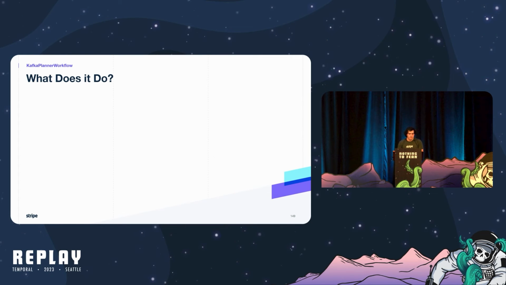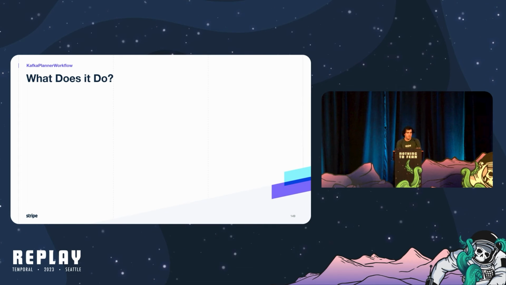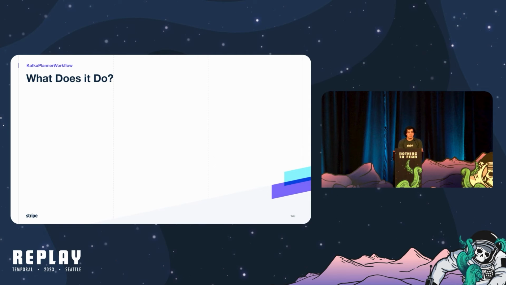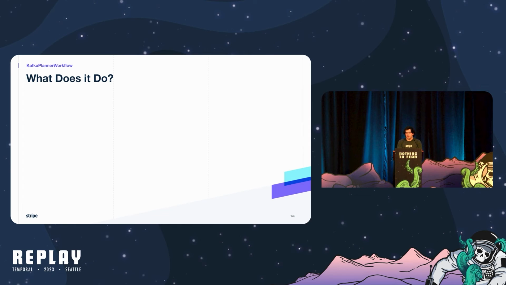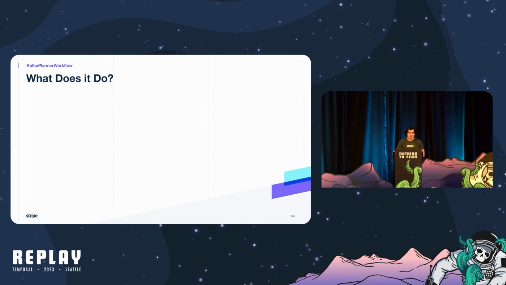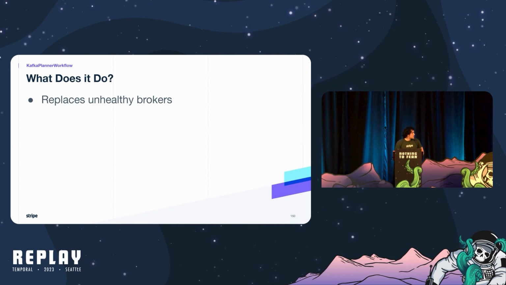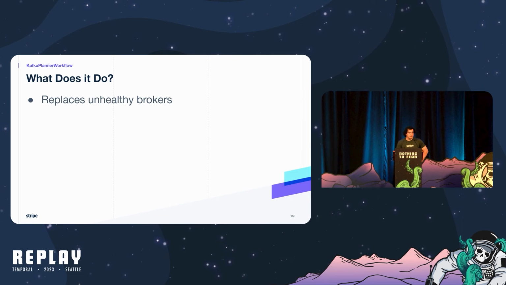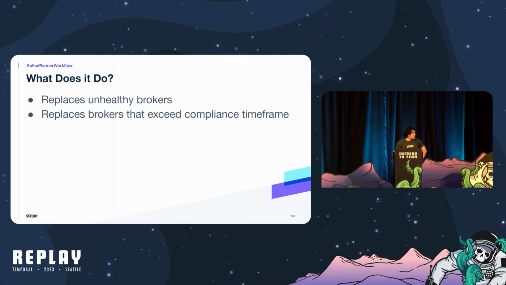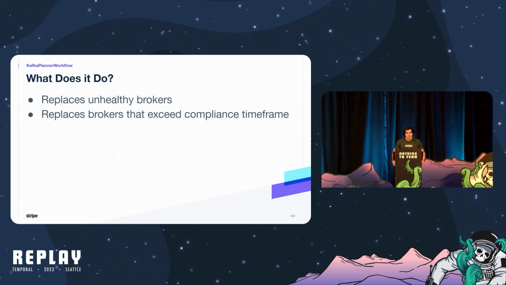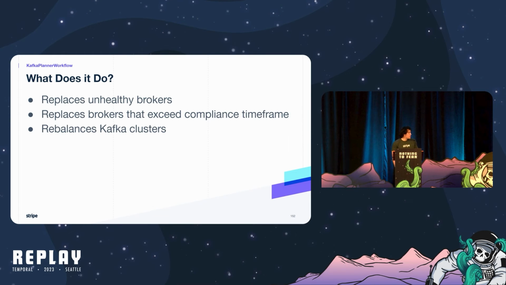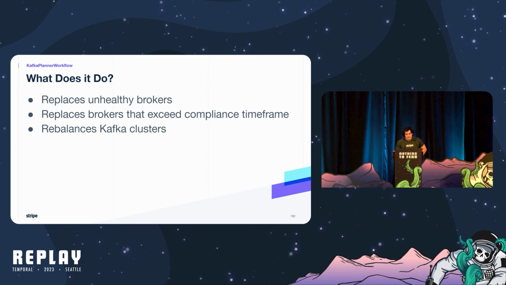So what does this workflow do? Well, it runs on a 15-minute cadence, and its job is essentially to monitor the system and then determine whether another child workflow needs to be run to correct some sort of issue. For example, it will replace unhealthy brokers, it will replace brokers that have exceeded their timeline for compliance, and it will also rebalance clusters.